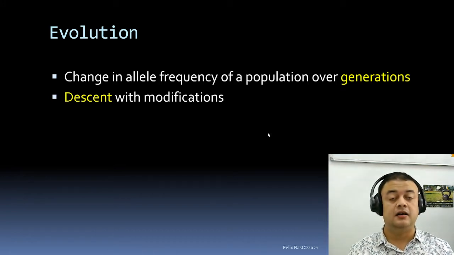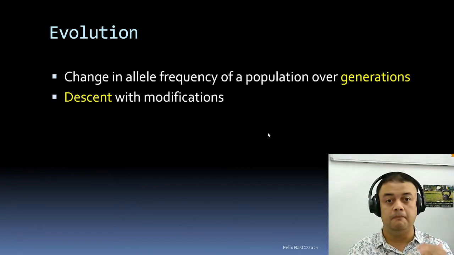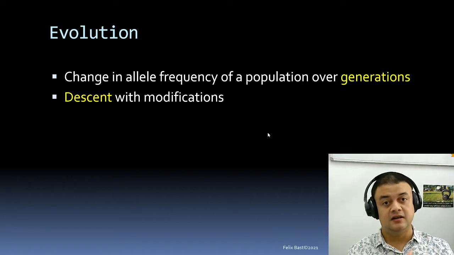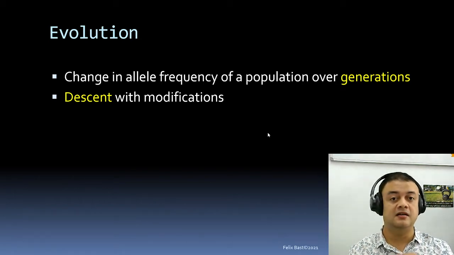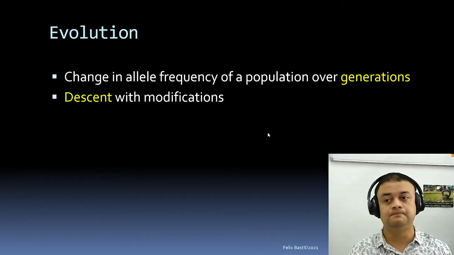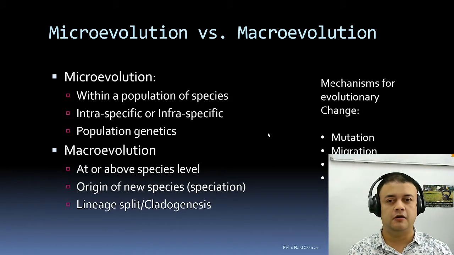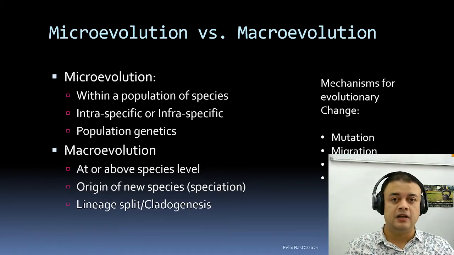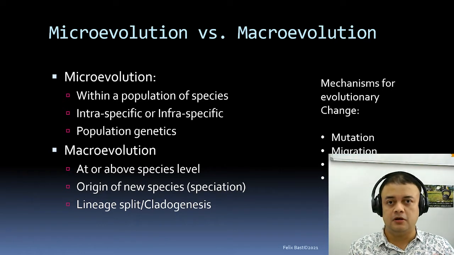Another accepted definition for the term evolution is descent with modification. If you have a baby, the baby is not an exact copy of either of its parents, right? So there are modifications, and that is exactly what you call evolution. As you keep going with descent after descent, more and more modification accrues. With these two definitions, the terms micro and macro become a lot clearer. Microevolution is what happens within the population of a species, like the human population, for example.